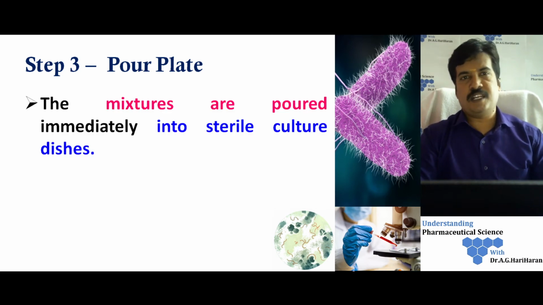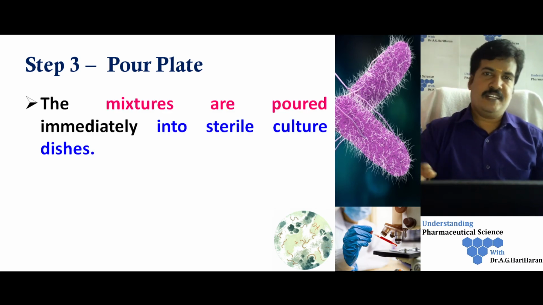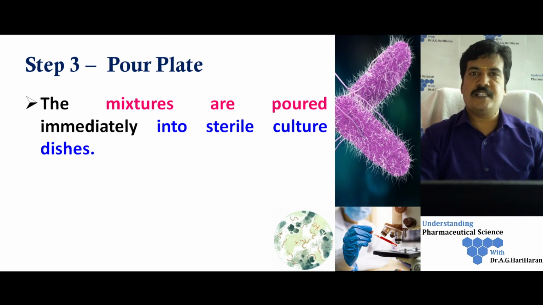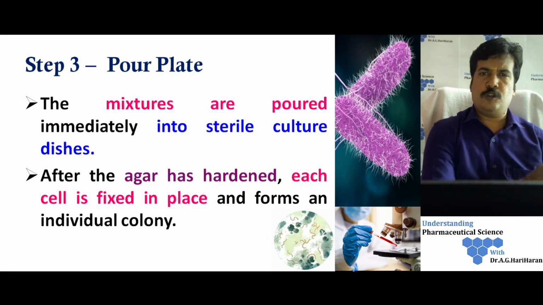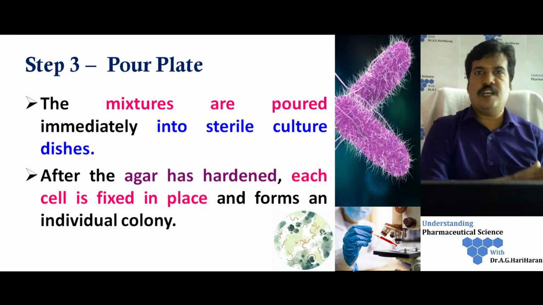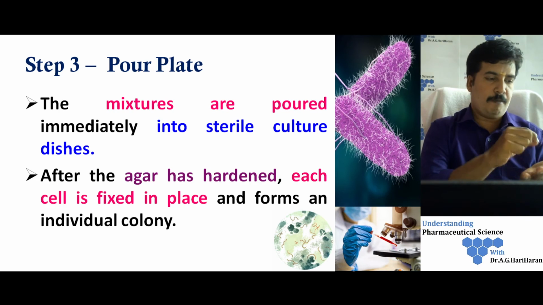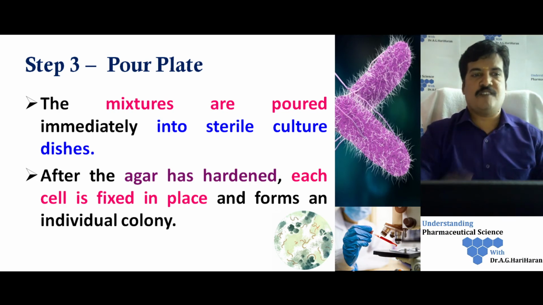Then step 3 is the pour plate. It is poured in an aseptic manner in a laminar flow hood into a sterile petri dish. You just pour it until it forms a layer and allow it to solidify. Once it solidifies, the individual cells get entrapped or fixed in particular places of the agar. Then it is incubated.